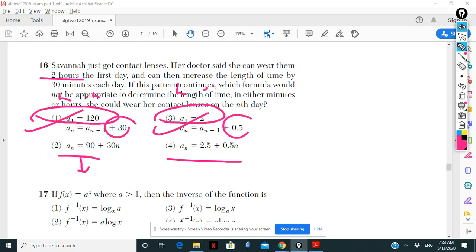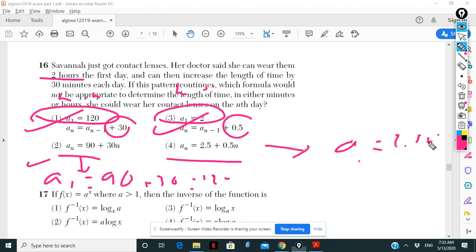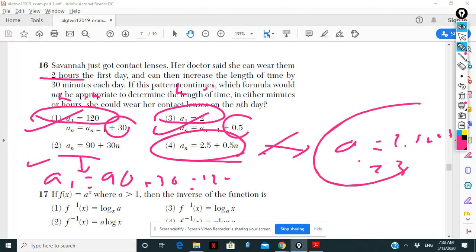So if I'm plugging in to find the first term, n is 1, so a1, that's the first term, is 90 plus 30, which is 120, giving me minutes, so that one is correct. Now I'm going to check the other one. So a1 is 2.5 plus 0.5, giving me 3. Oh, that's incorrect. So the answer is 4.